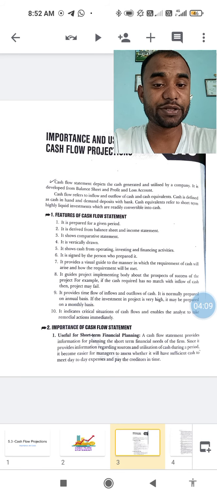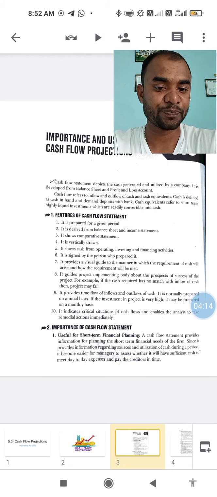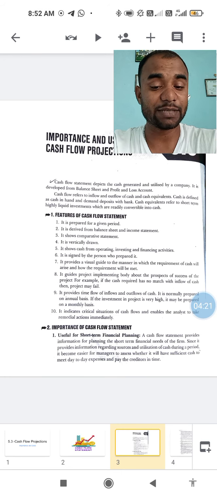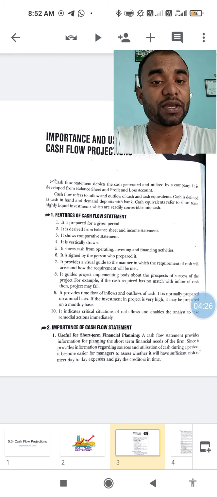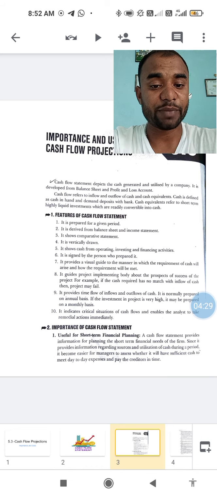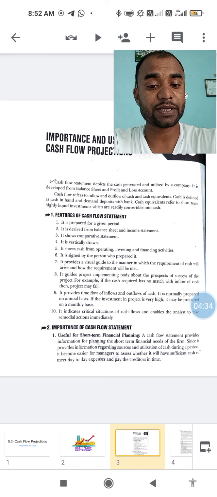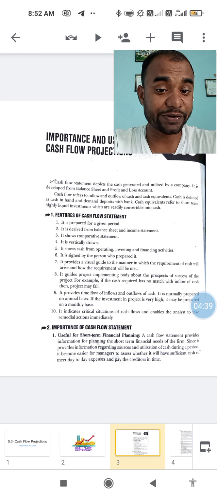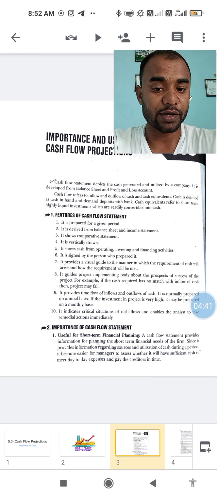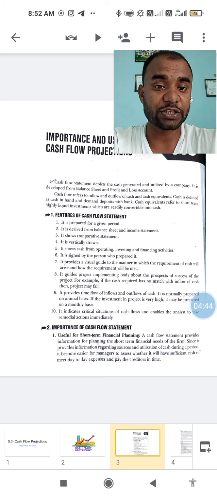For the importance of cash flow statements, the first one is that it is useful for short-term financial planning. A cash flow statement provides information for planning the short-term financial needs of a firm. Since it provides information regarding sources and utilization of cash during a period, it becomes easier for managers to assess whether they will have sufficient cash to meet day-to-day expenses and pay the creditors in time. So that is the reason why it is important for short-term financial planning.